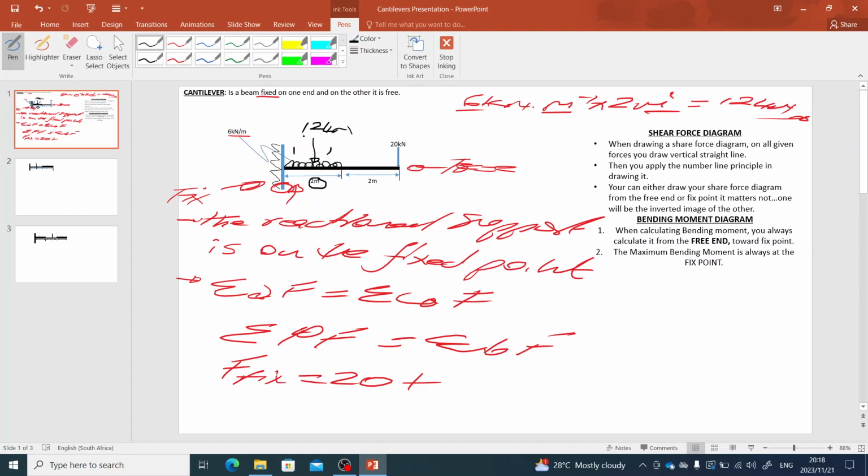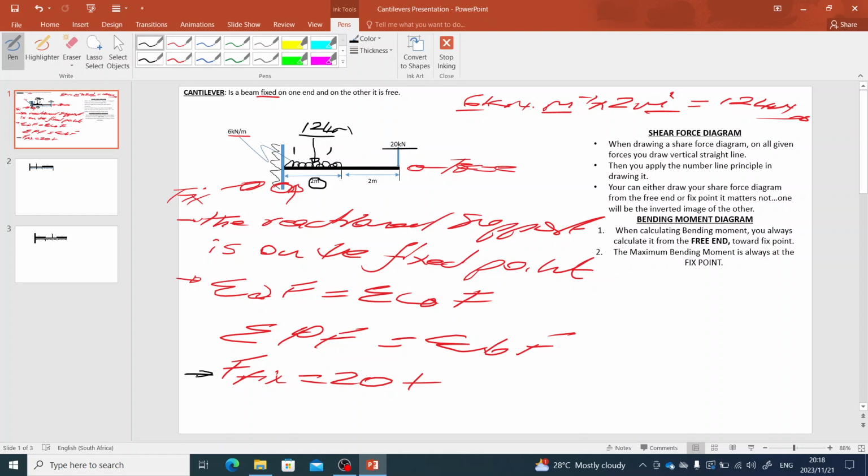Now, the downward forces, you are having 12 and you are having 20 kilonewton. Now, let's give you another picture on the UDL. A UDL is an extra load on top of the beam, and it's exerting a downward force. That's another way of looking at the UDL.